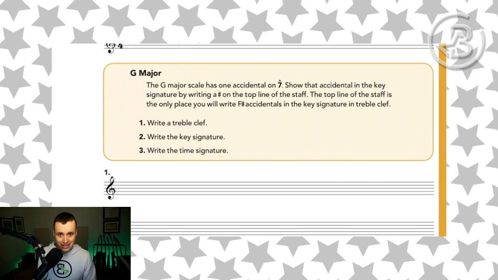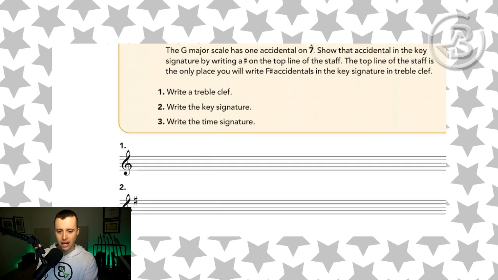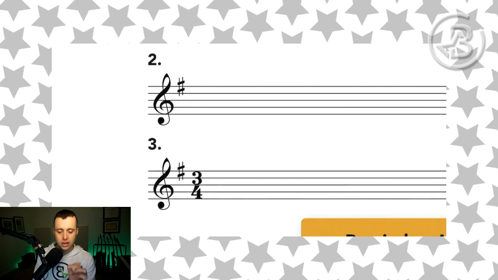Even though there is an F note in space 1, and even though there is an F note on the third ledger line below the staff for F3, we're just going to write the sharp accidental on line 5. So to write a G major key signature, all you got to do is write a treble clef, and then you just write a sharp accidental on line 5, and then write a time signature, and you're done.